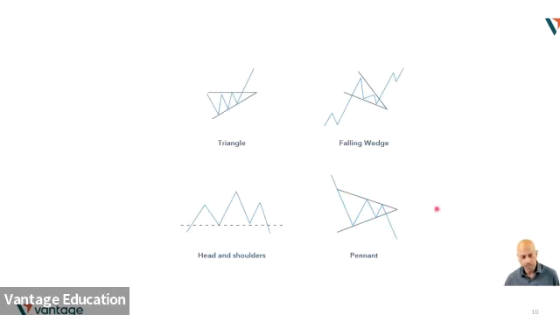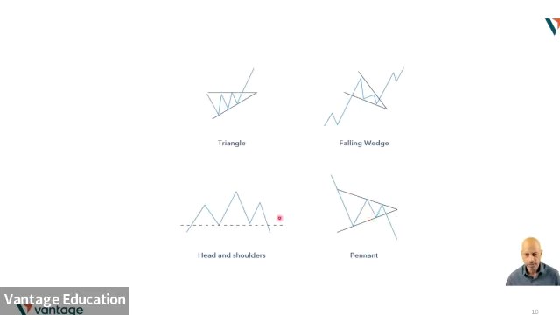So symmetrical triangles or pendants can trigger a move to the upside or downside, right? So that is more of a neutral chart pattern, where a break to either side of the triangle, the upper or lower trend line, is likely to trigger the next move.